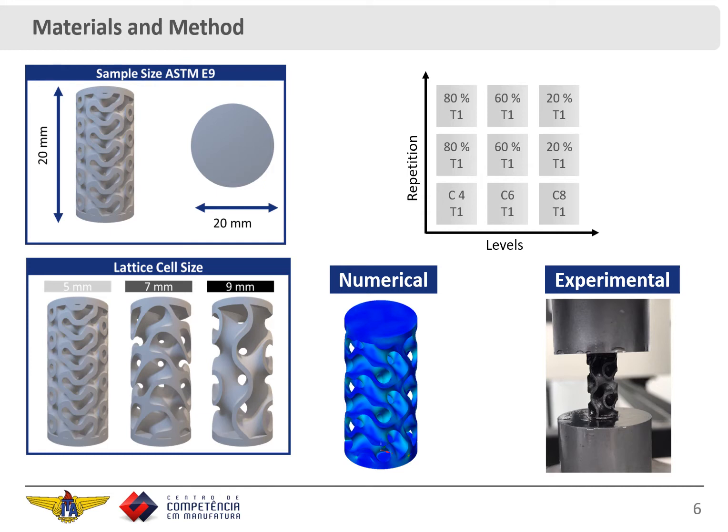First, I would like to talk about the sample. I chose a sample based on the ASTM A9. So it's a cylindrical sample that can be compared to laminated materials. And to evaluate the lattice structures, I chose the gyroid structure. This is a proposed structure that has a higher stiffness with higher mechanical properties.